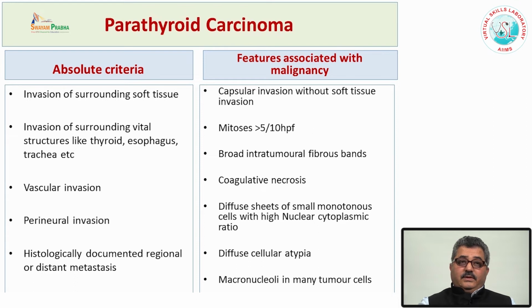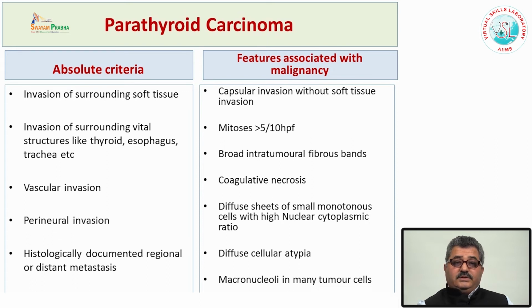Therefore, it is very important to remember that for vascular invasion, there should be attachment of the thrombus or the tumor cells with the endothelial cells, and it should be outside the capsule. Perineural invasion is also a feature which is more in favor of carcinoma. The most important and definitive is when there is metastasis in the regional lymph node or the distant organs.